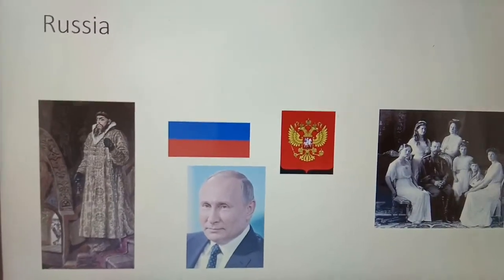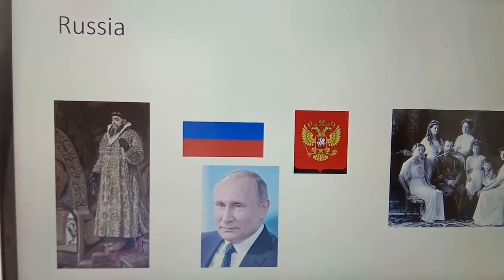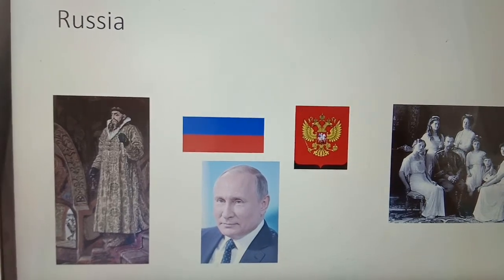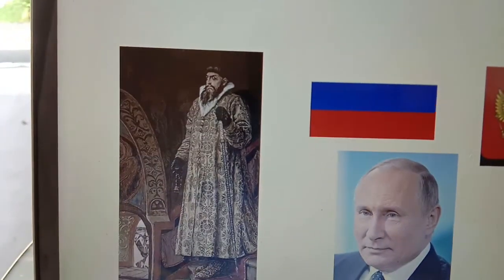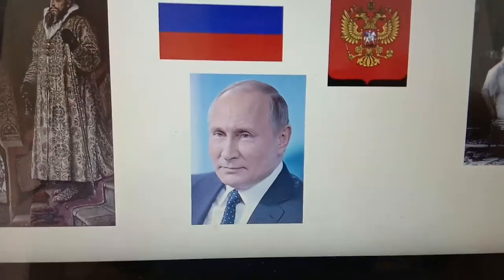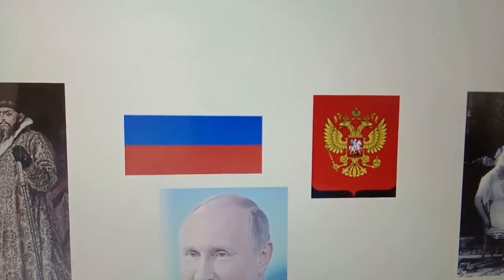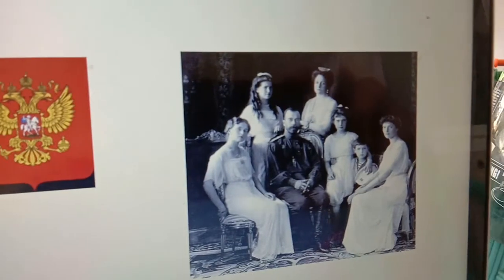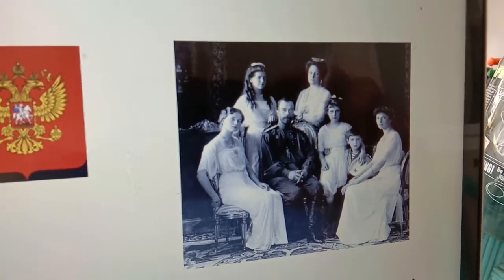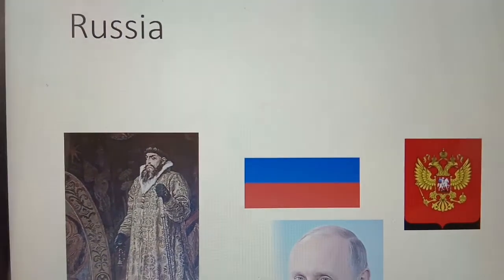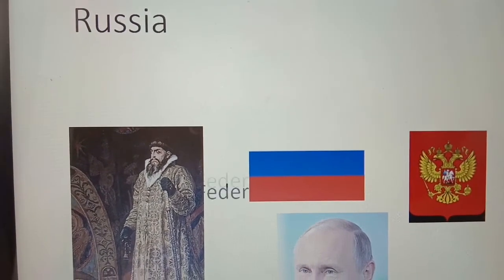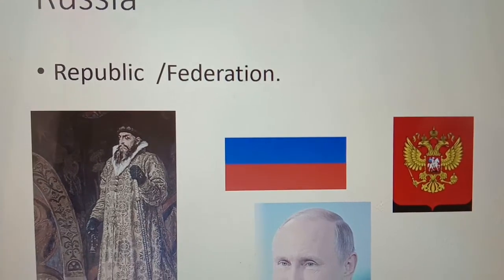Now we're going to play a game. We're going to look at 10 countries. You have to say if it's a monarchy or a republic. So this is Russia. Here's someone from their history, and their current leader is there. Their flag is actually white, blue and red. That's the emblem. And this is another leader from their past. So Russia, what do you think? Monarchy or republic? The answer is it's a republic now.